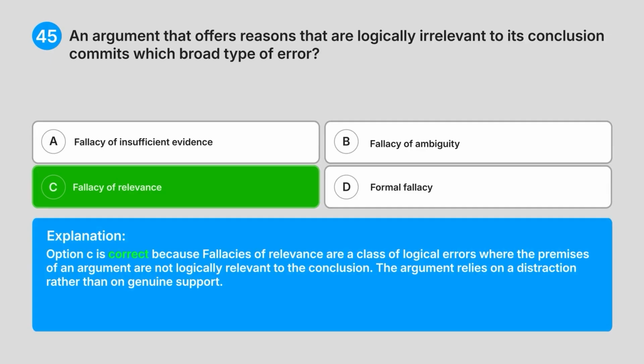Explanation. Option C is correct because fallacies of relevance are a class of logical errors where the premises of an argument are not logically relevant to the conclusion. The argument relies on a distraction rather than on genuine support.